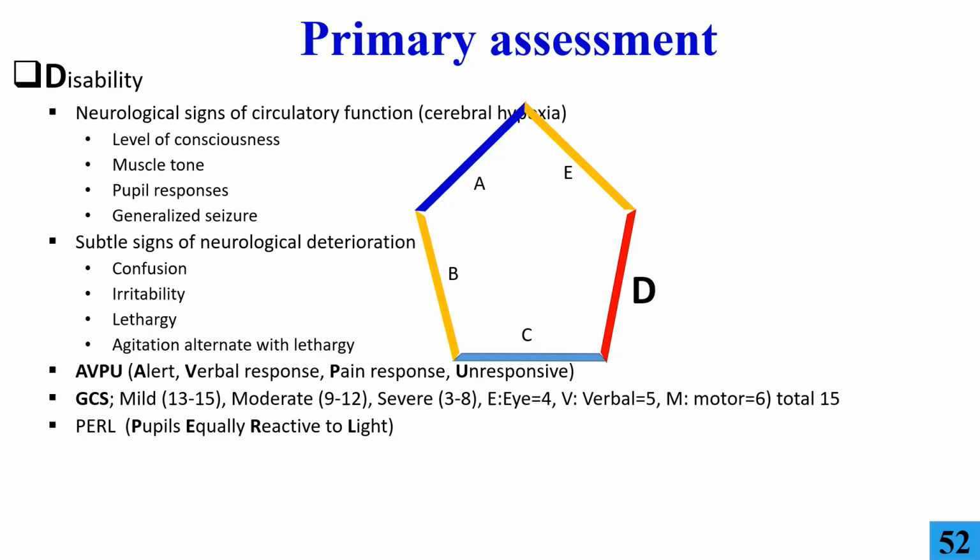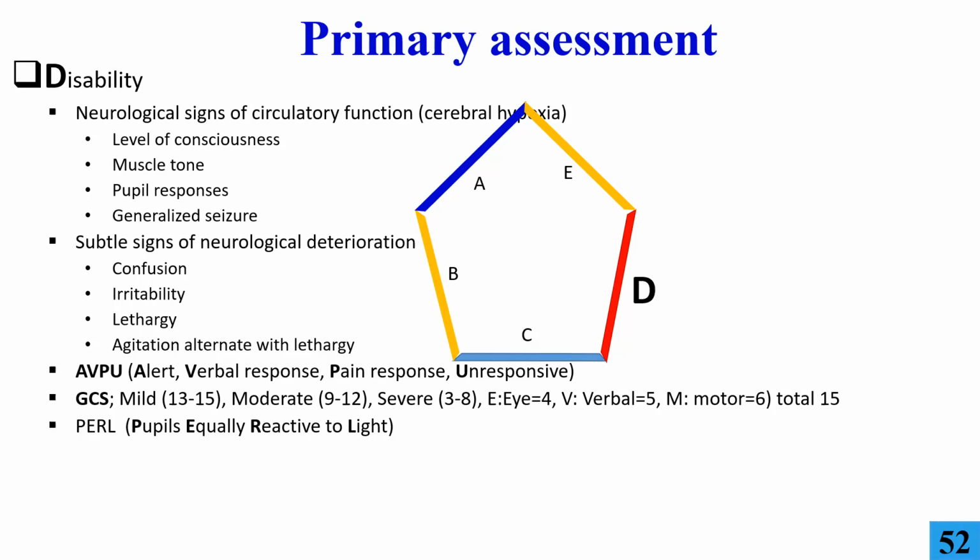So the first neurological signs, we said we have the subtle signs, but we also have a protocol, a tool to assess the disability. We have something called AVBU.